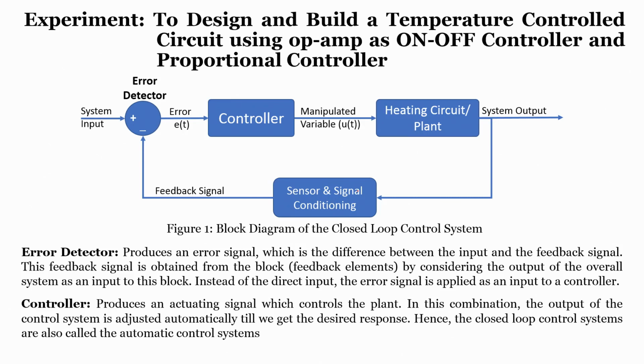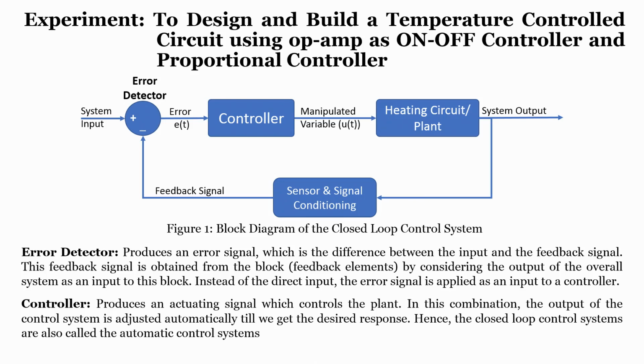That means the sensor and signal conditioning circuit consists of the temperature sensor, right. And if the temperature is higher than the set point, then that kind of feedback signal is given, and if the temperature is lower, then accordingly the feedback is given to the error detector. So, the point is our error should be minimized, that is the idea, correct.